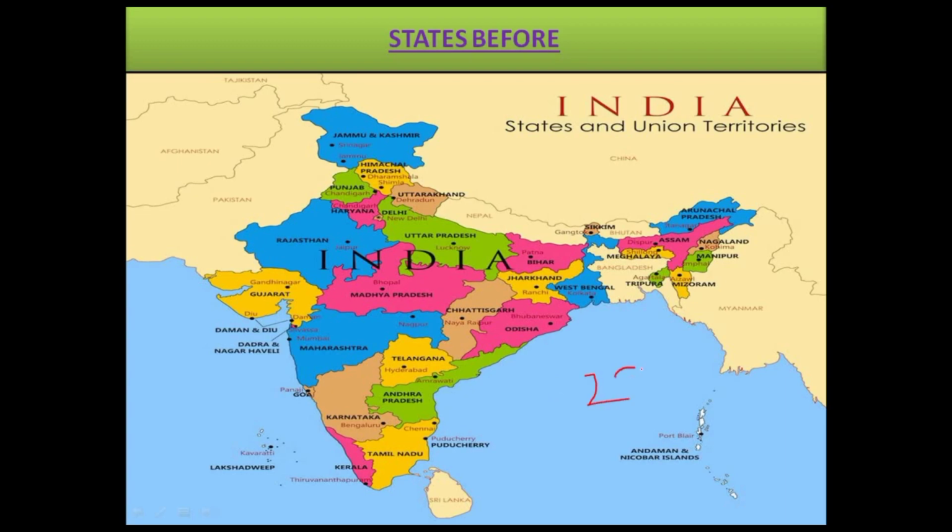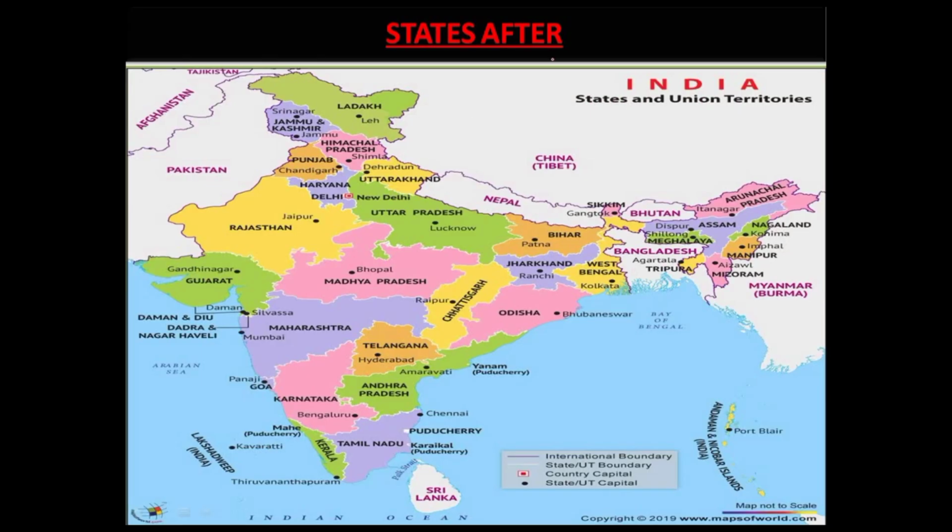But what happened that made it 28 states and 8 union territories? Here, this is the map of India when it was combined as 29 states, and this is India after it changed to 28 states. So where did the difference come from, that made 28 states and 8 union territories? See here, I will show the map.